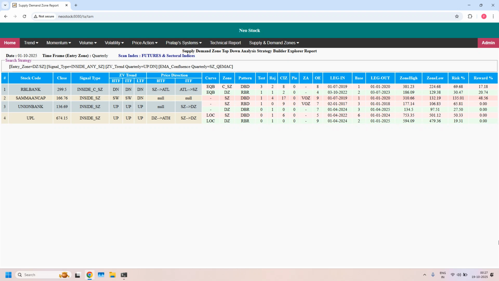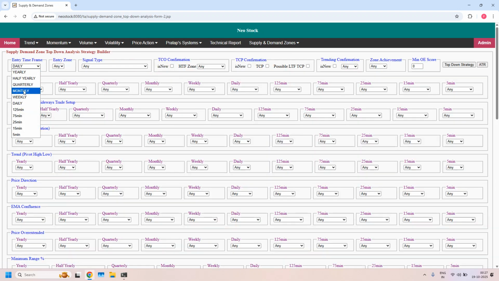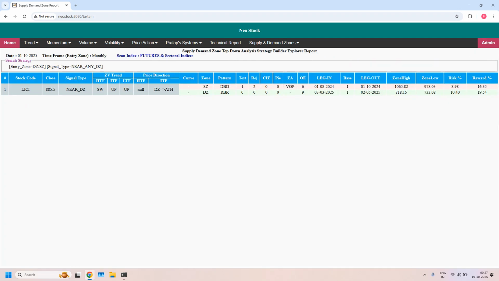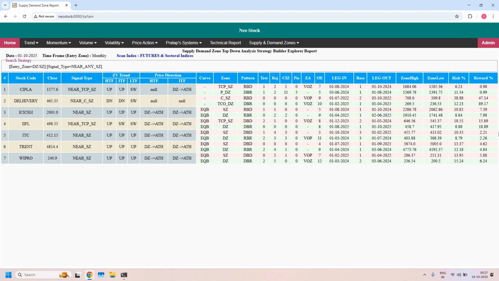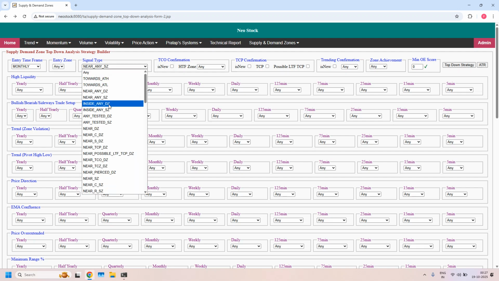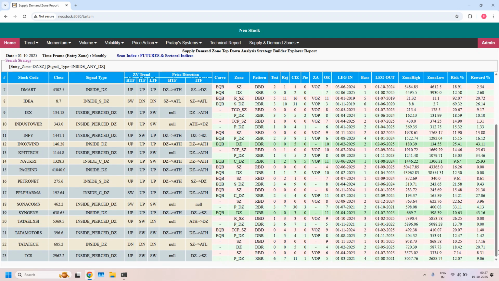Okay, next time frame is monthly. Stocks near to the monthly demand zone, we got 1 stock. Next, stocks near to the monthly supply zone, we got 7 stocks. Next, price closed inside the monthly demand zone. First 16 stocks in the list. Scrolling the list down. Total we got 23 stocks.